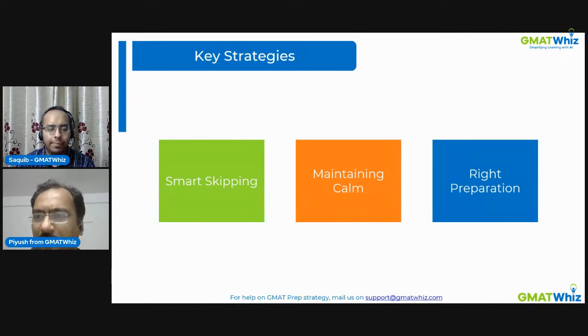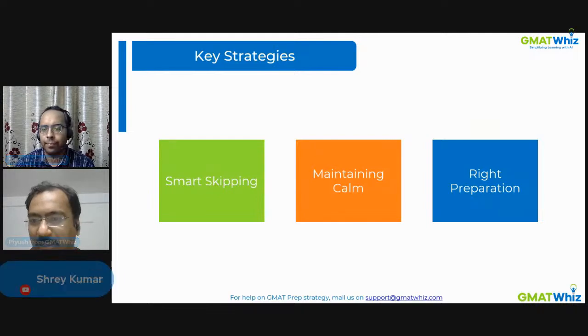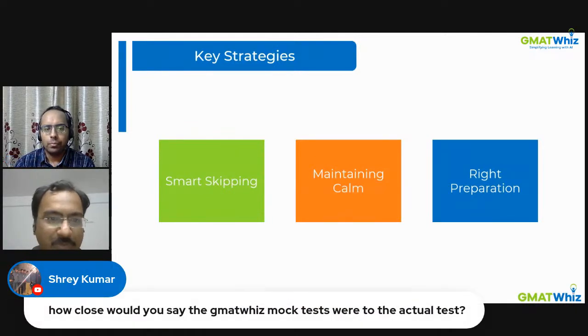And what was the verbal section score in GMATWhiz that you were getting? People are asking how close GMATWhiz mocks are to the actual test. Again, I'll ask Shakib to talk only about verbal, because the quant mock questions were created by him only, so he will know the answer. So what about the verbal section?